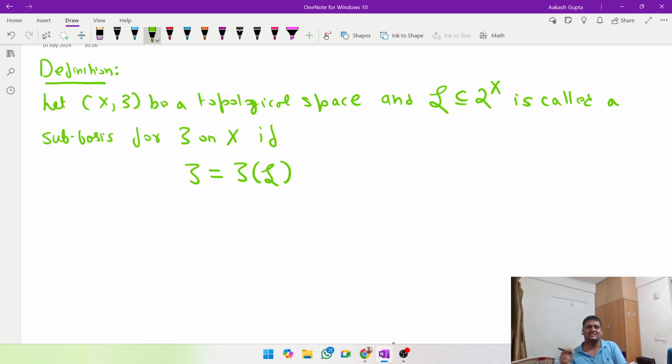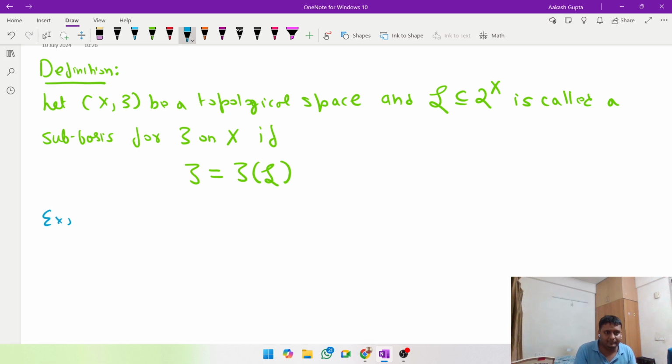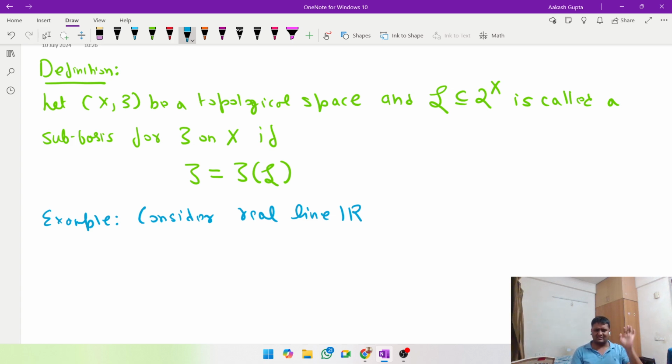Okay, so let us begin with an example. Consider the real line R. What is the real line R? I hope you guys remember. It is R equipped with what topology? The Euclidean topology, or the Euclidean metric space, the distance, whatever you want to say.